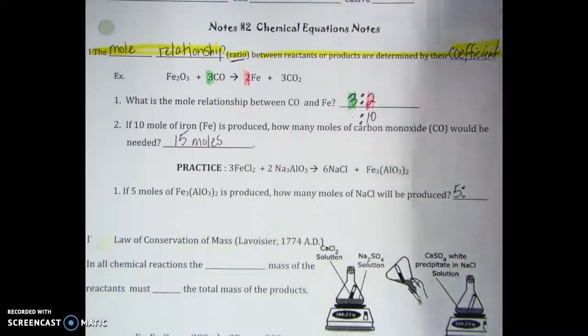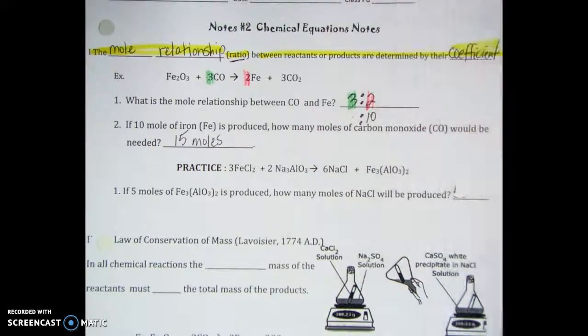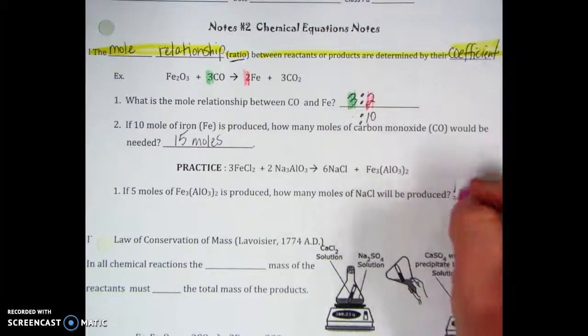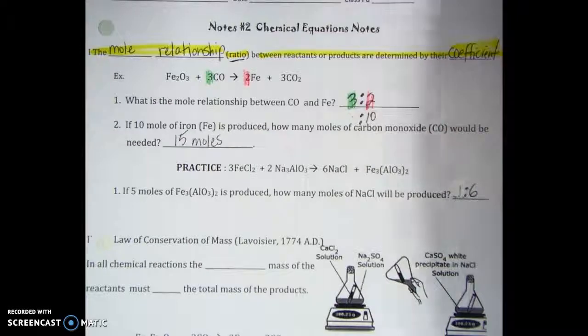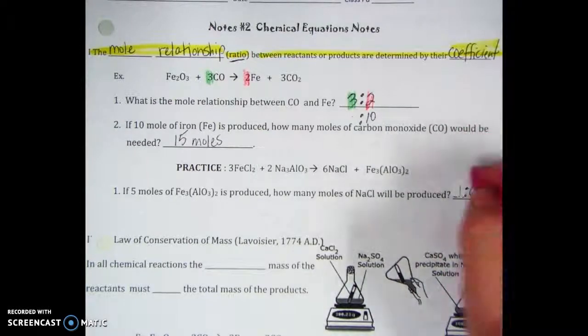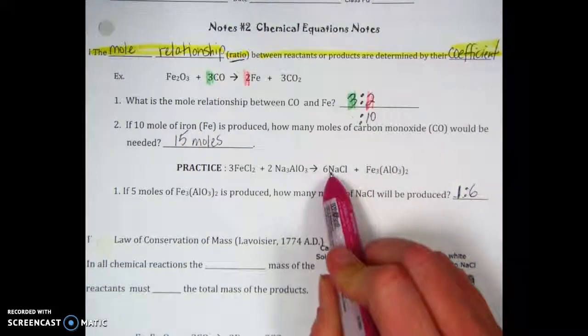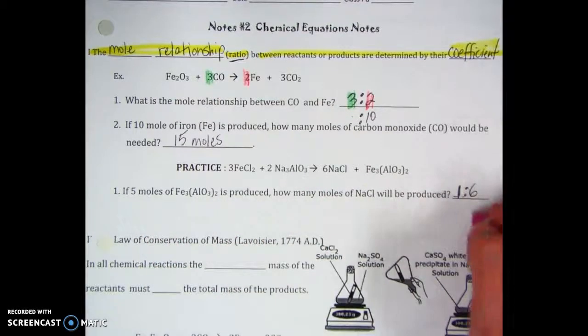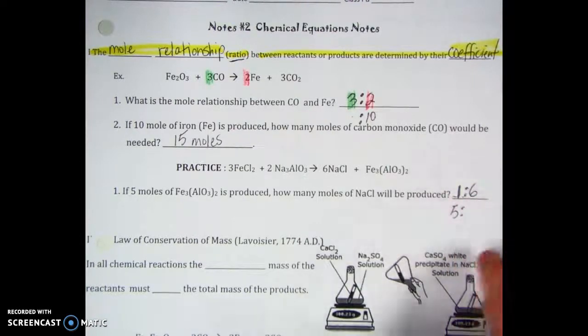I am so sorry. This needs to be a 1, because this is a 1 here. So it's a 1 to 6 ratio, yes? You see, it's a 1 to 6 relationship. There's 1 mole here and 6 moles here. So if the 5 moles are produced, how many sodium chlorides will be produced? 30.